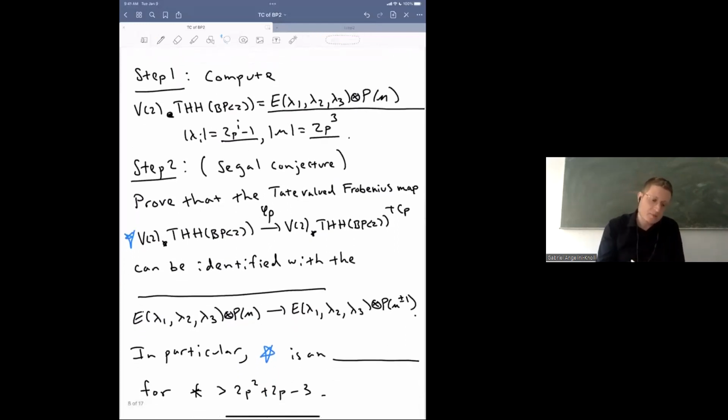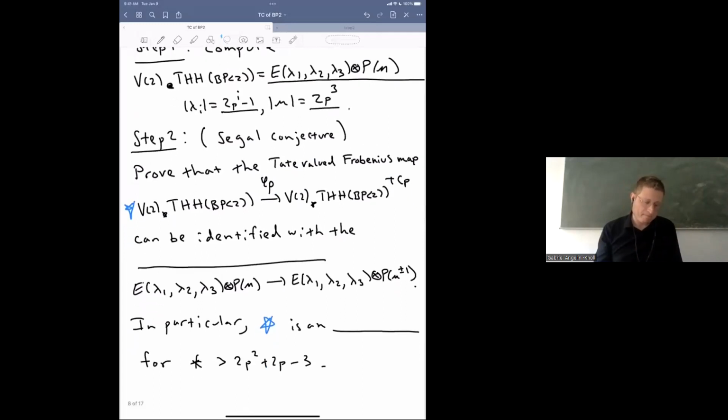So then the next step is to prove what is a bit of abusive terminology to call the Segal conjecture, but let's call it that for now. The question is whether this map phi_p, the Tate-valued Frobenius map, from the V2 homotopy of THH to the V2 homotopy of the C_p Tate construction of THH of BP⟨2⟩, is sufficiently coconnective. This is actually the geometric fixed points, the C_p geometric fixed points of THH. And this map is the right-hand map in the isotropy separation diagram, if you're familiar with that.